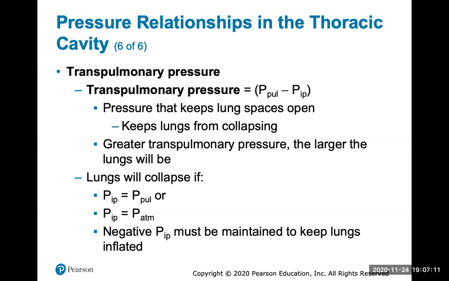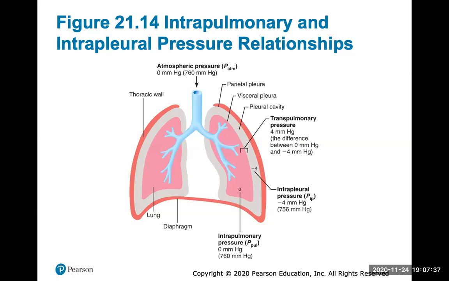Transpulmonary pressure has to do with the pressure that keeps your lung space open. So this keeps your lungs from collapsing. The greater the transpulmonary pressure, the larger the lungs will be, and the lungs will collapse if the intrapleural pressure is equal to transpulmonary pressure, or if the intrapleural pressure is equal to atmospheric pressure. So a negative intrapleural pressure must always be maintained to keep your lungs inflated, and that's just what this is describing here.